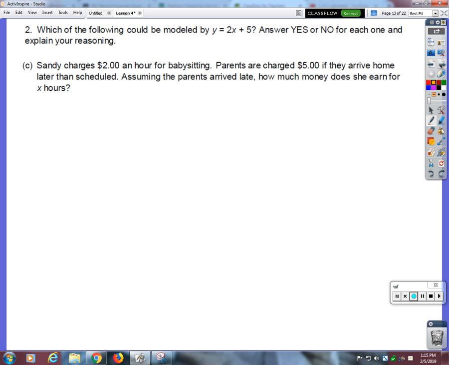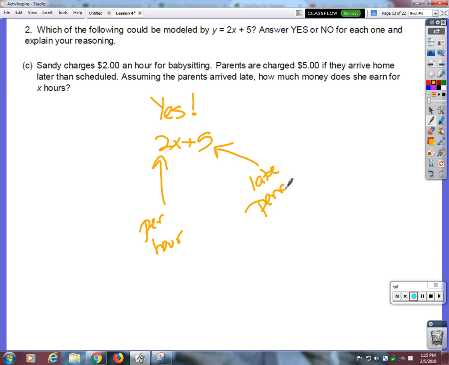There'd be some other issues there, but still, in this structure, they would only get the $5 once, so that means it's a yes. So the 2x plus 5, this is the per hour, and this is the late fee. They get $2 an hour, so that clock would be rolling. $2 an hour for babysitting?